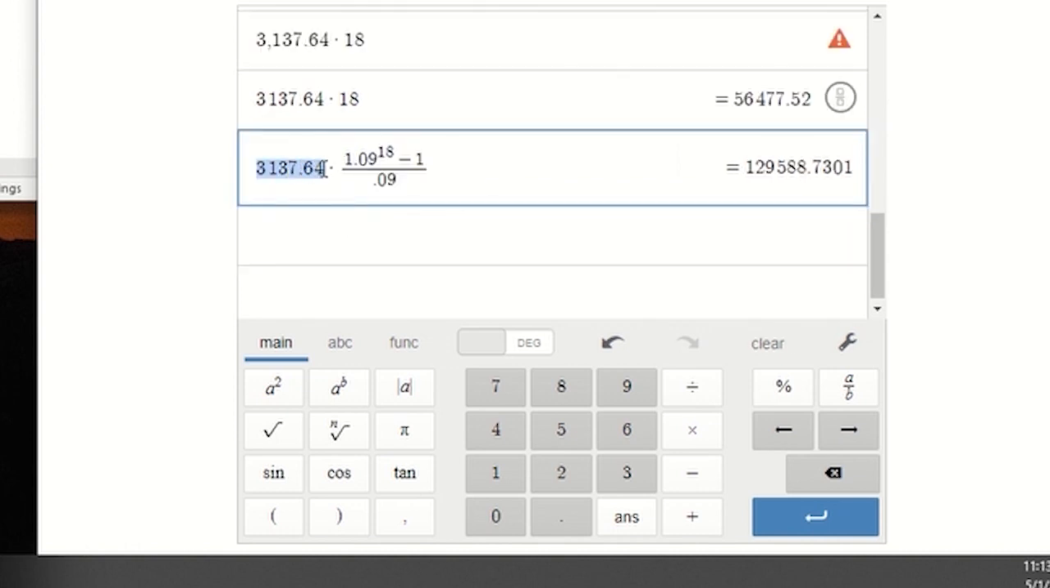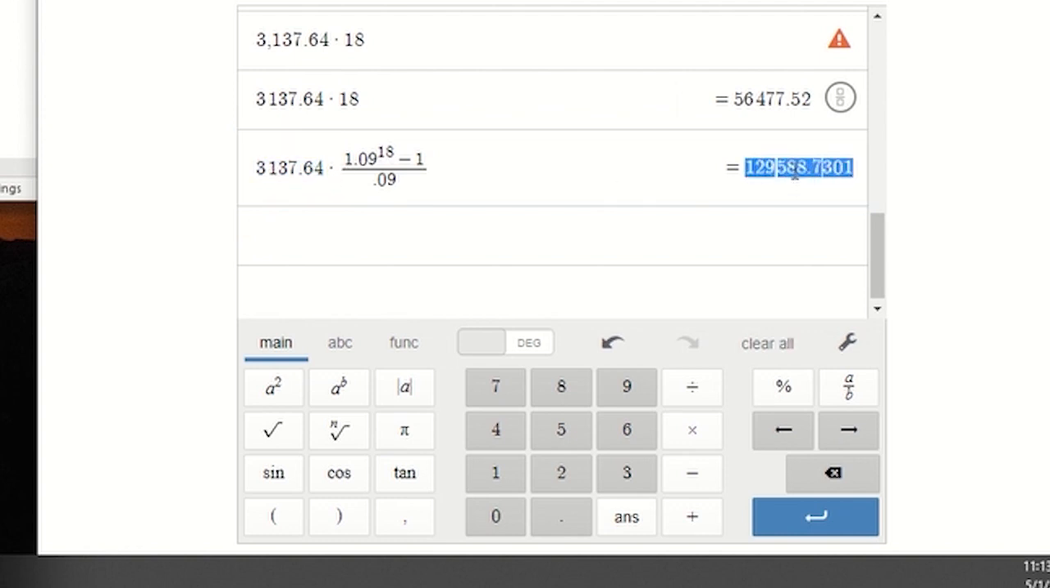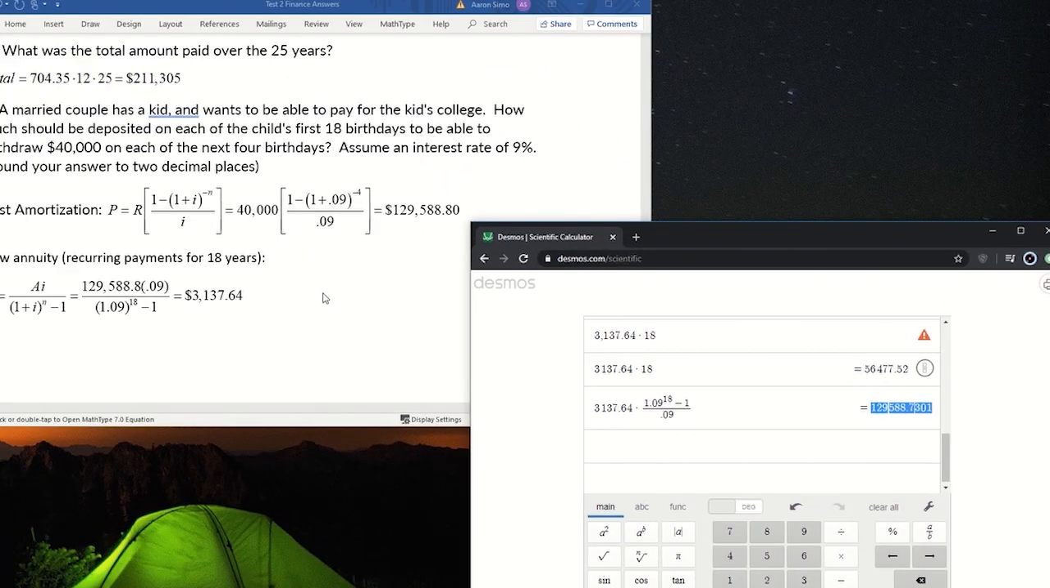Our $3,000, plug it into an annuity formula, look at it. It has a future value of 129,588. We verified that that's true. All right, so that is how you use MyMathLab, Desmos, and MathType.